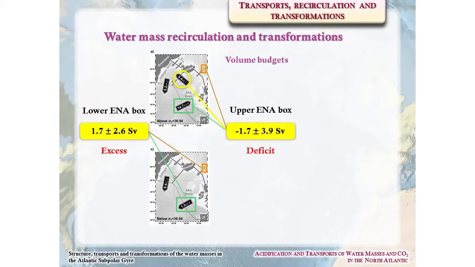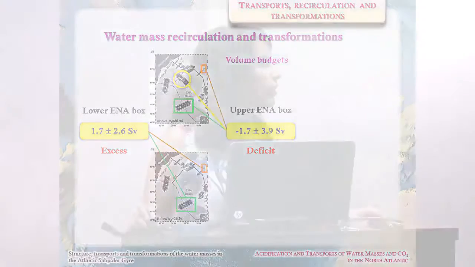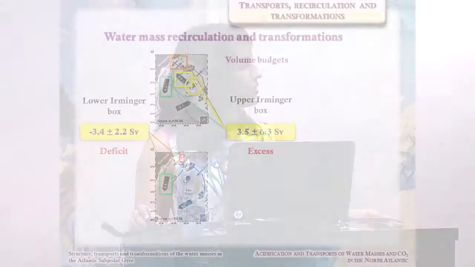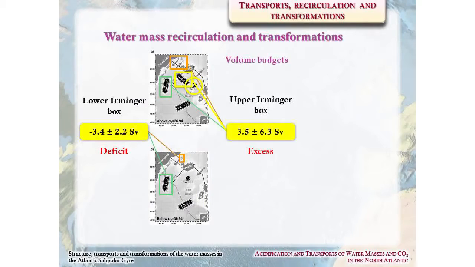Doing the same for each basin, we obtain an excess of 1.7 sverdrups in the lower East North Atlantic box and a deficit of 1.7 sverdrups for the upper East North Atlantic box. Therefore, these 1.7 sverdrups should upwell from the lower to the upper East North Atlantic box. And for the Irminger Basin, we obtain a deficit of 3.4 sverdrups for the lower Irminger box and an excess of 3.5 sverdrups for the upper Irminger box. Therefore, this excess of 3.5 sverdrups should downwell and become part of the lower Irminger box.